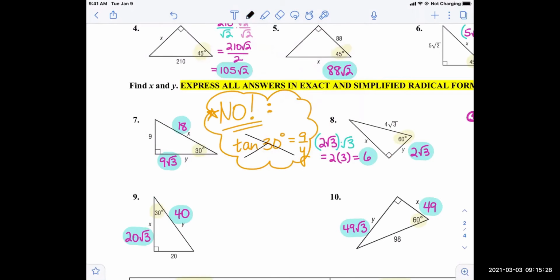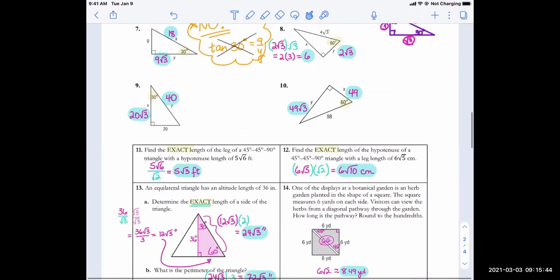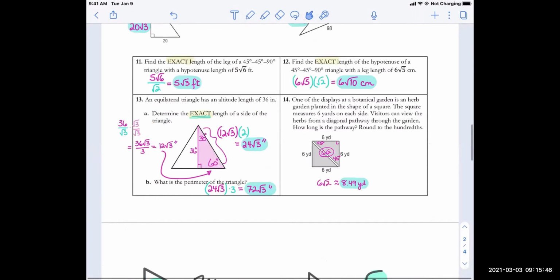Now, I'm saying this several times because every time we take a quiz or a test where special right triangles and trig are mixed together, there's always a handful of students that do trig on everything because that's the most recent thing that we've done. Make sure you don't do that, because then you're not getting radicals, you're getting decimals.